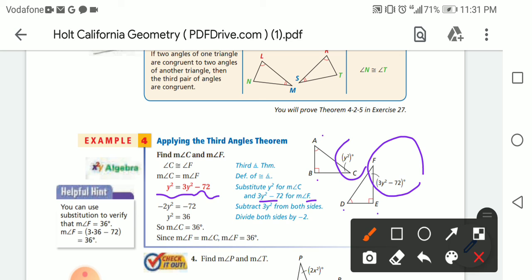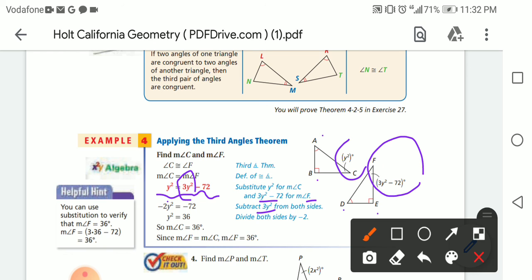So let's simplify this equation now. What do you have here, my dear students? To solve, I combine the like terms, 3y to the second power and y to the second power. I will subtract 3y to the second power from both sides.